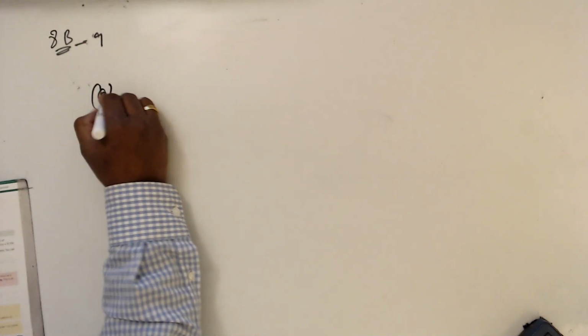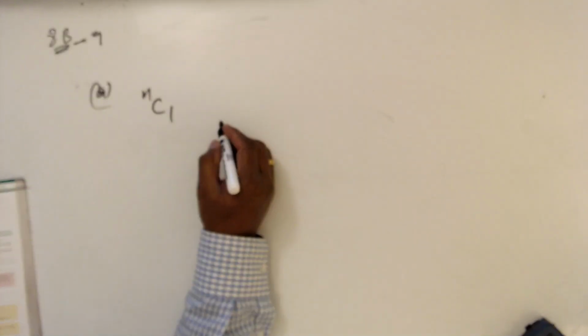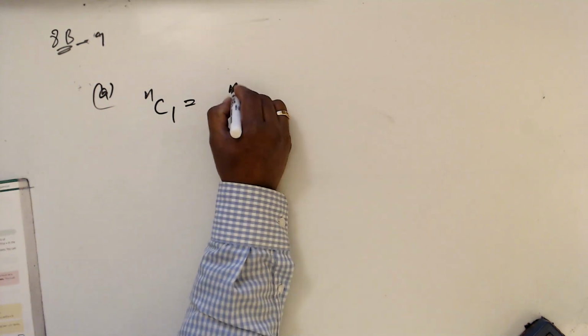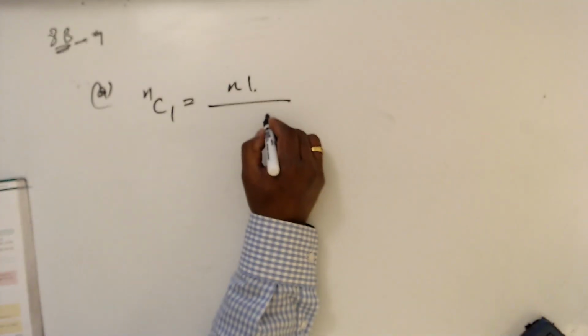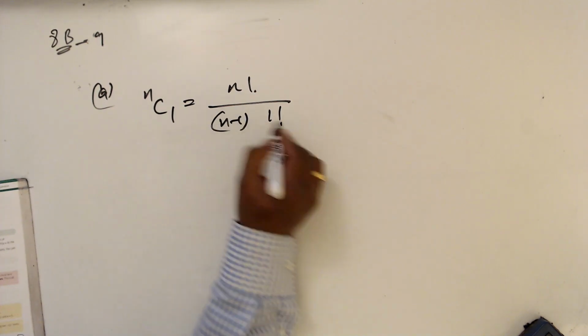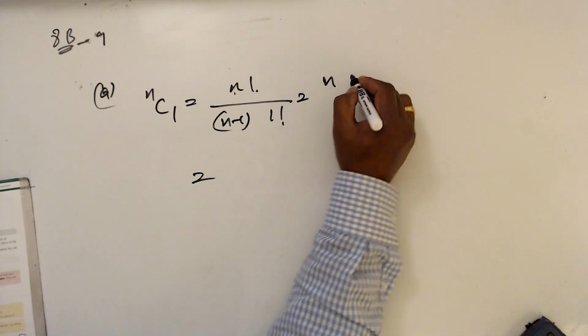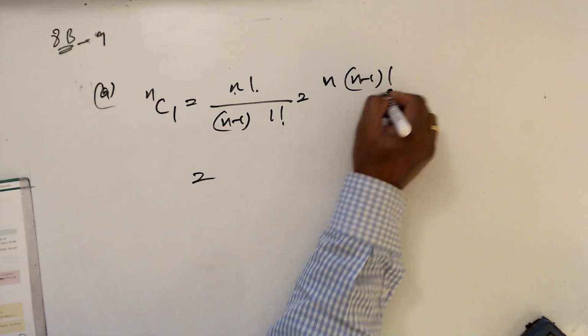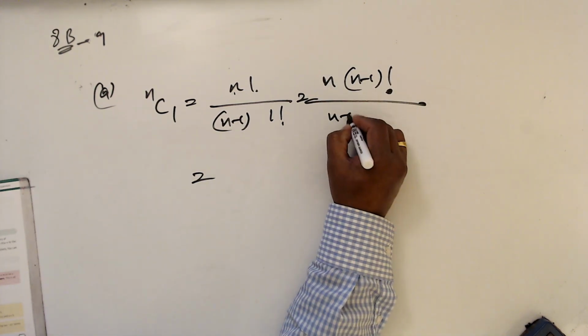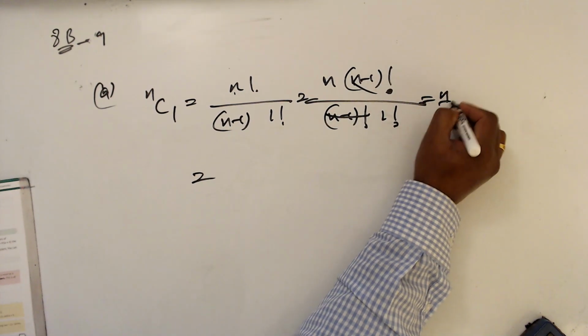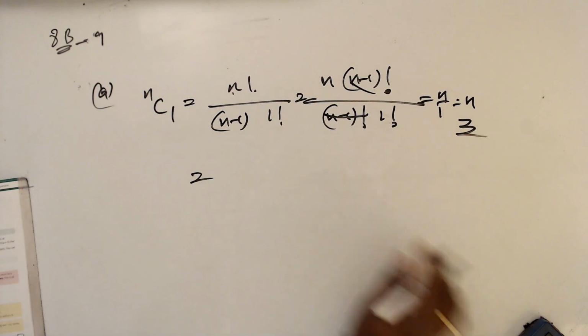So actually NC1 means factorial n over factorial 1 times factorial n minus 1. Then I am writing this one on top, n times factorial n minus 1, and factorial n minus 1 times 1. This is cancelled out, n divided by 1 equals n.